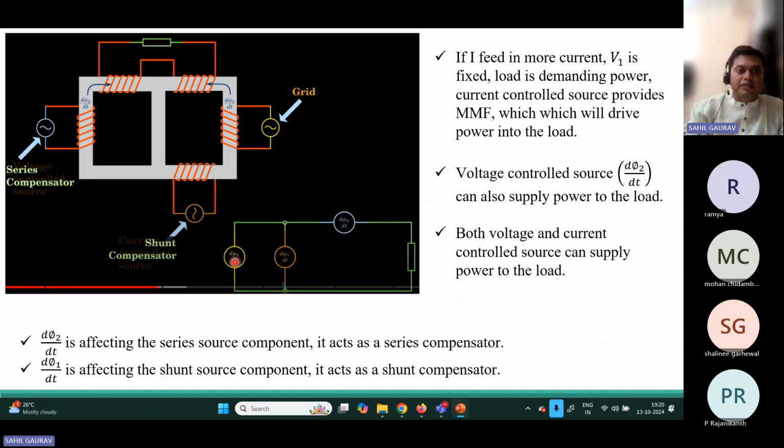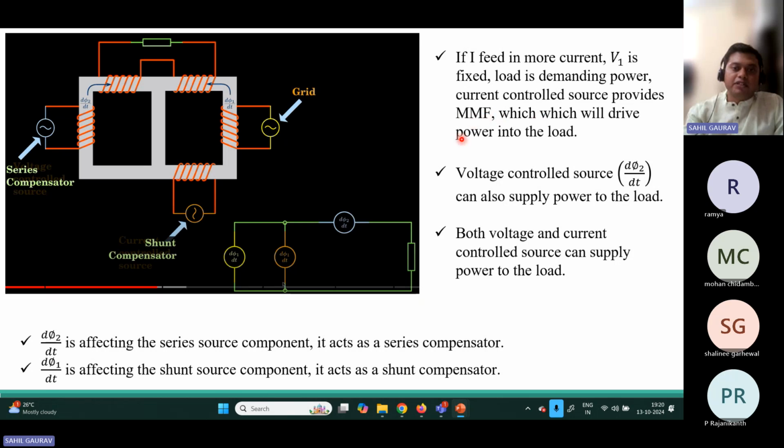Now coming to the other voltage source and the other current source. This other voltage source can act as a series compensator. Means if the grid is not able to provide that much voltage to this load, then you can have a series compensator and vary the voltage being provided to the load. And with the help of the shunt compensator, you can decide the power being driven to the load.